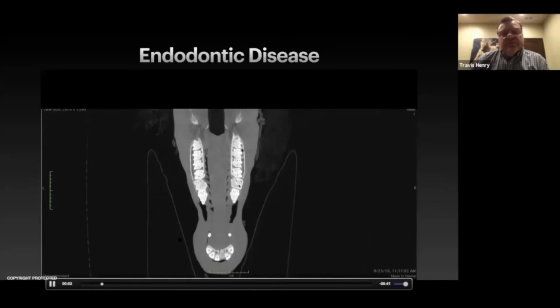So this is going to show us another case. I'll just pause this for a second. So this horse was presented as a middle-aged quarter horse, and it had a nasal discharge. So the idea was that this horse was coming in to have a sinus evaluated and potentially a sinusitis.